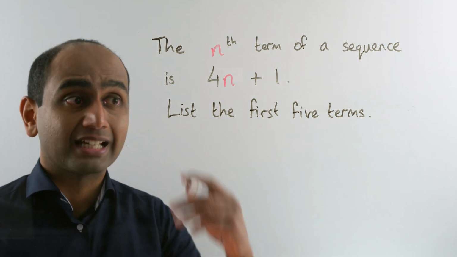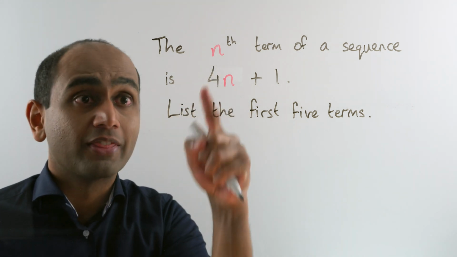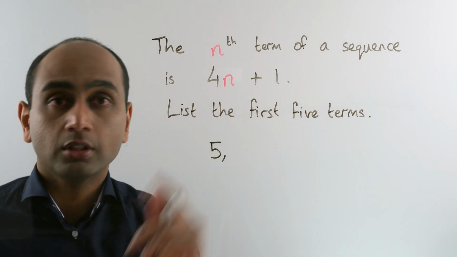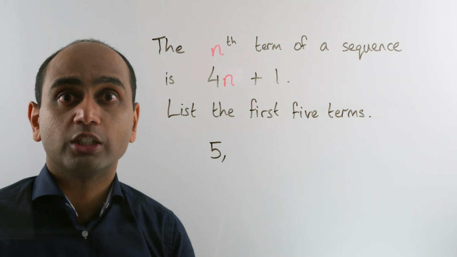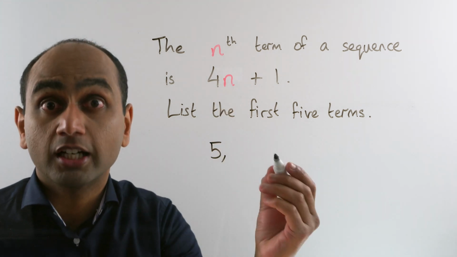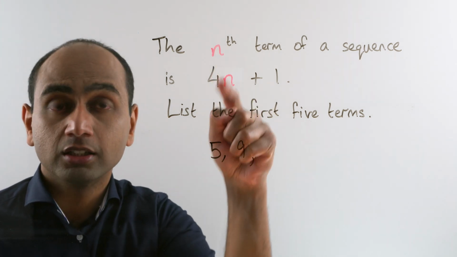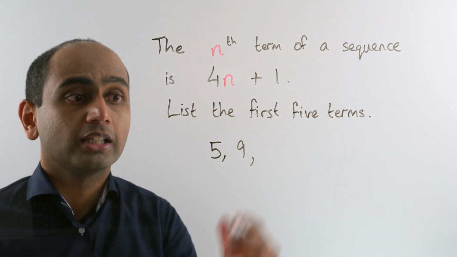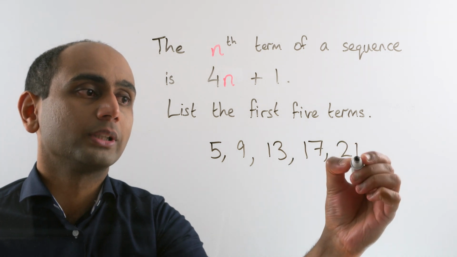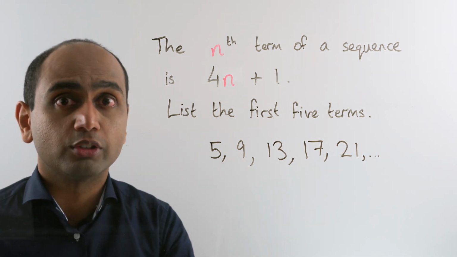What you should have found is that the first term is what you get when n is 1. The first term is when n is 1, and that means it is 4 times 1 plus 1, which is 5. The second term would be what you find when n is 2. The second term, 4 times 2 plus 1, and that's 9. The third term is what we get when n is 3. 4 times 3 plus 1 is 13. And carrying on, you should have found 17 and 21. If you're not sure about this at all, go back to A23a.